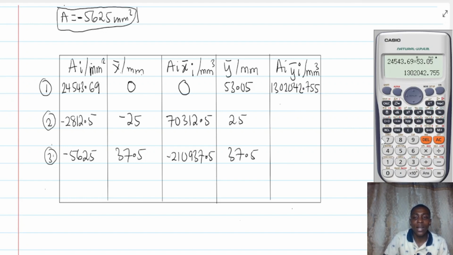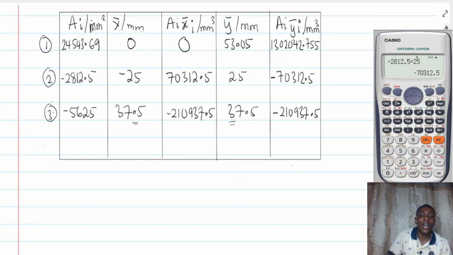Then we will come to the second part, minus 2812.5, and then I'll multiply it by 25. So it will be the same thing as the A_i x bar_i, but it's going to be negated. And finally, I'm going to do this. I think this one will also be the same because the x bar and the y bar is the same. So it's going to also be minus 210937.5.